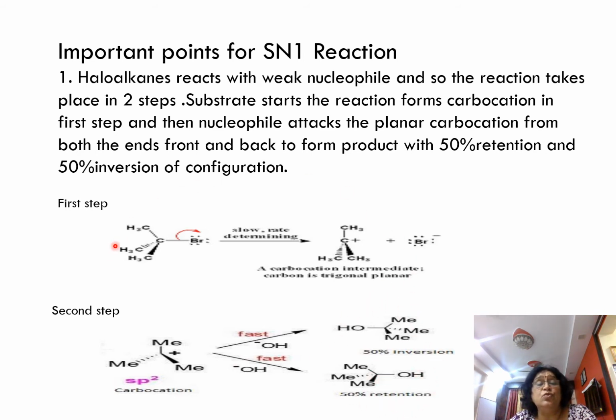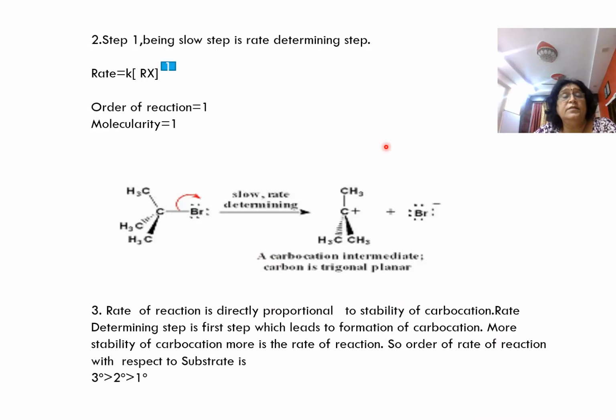So basically, which nucleophile is used here? A weak nucleophile is used. It cannot happen with a strong nucleophile. Nucleophiles like alkoxide ion, like water, are used. Then step 1 being a slow step determines the rate of the reaction.